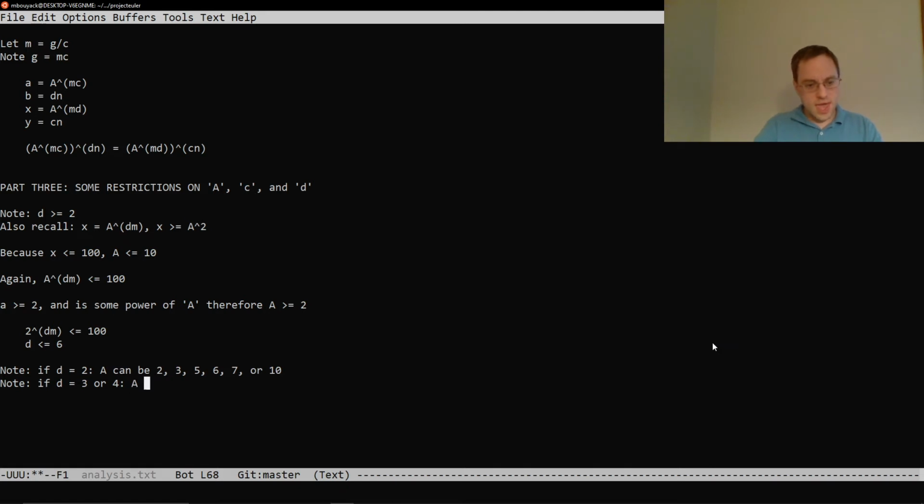We'll note that a has to be equal to 2 or a has to be equal to 3. You'll note that if a were equal to 5, 5 cubed is 125, and so that does not work. However, 3 cubed is 27, and 3 to the 4th is 81, both less than 100, so a equal to 3 works just fine. And then we'll note that if d is equal to 5 or 6, then capital A has to be equal to 2.